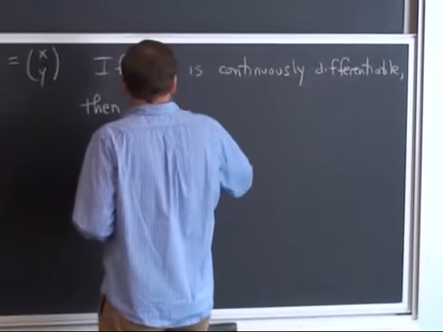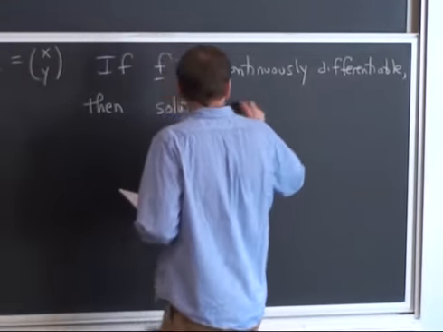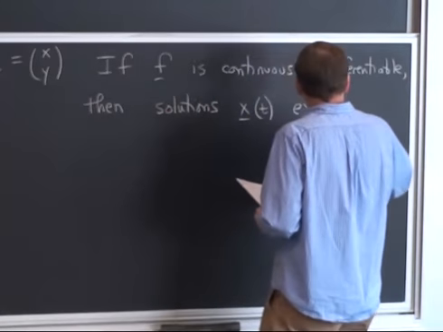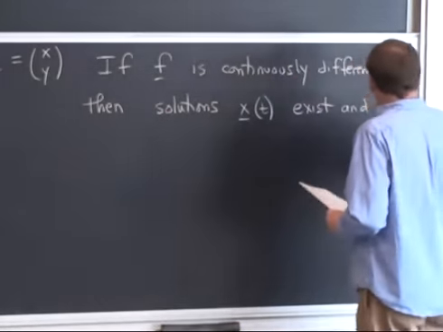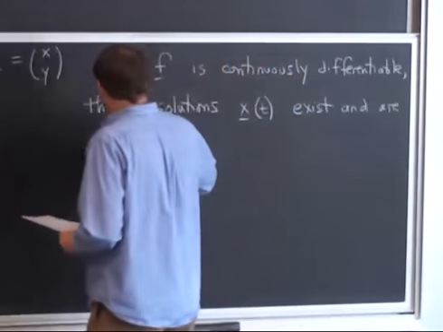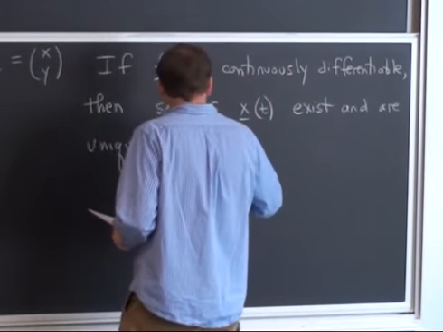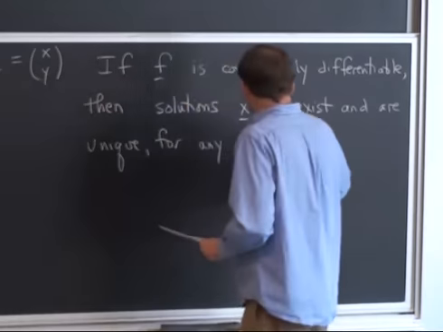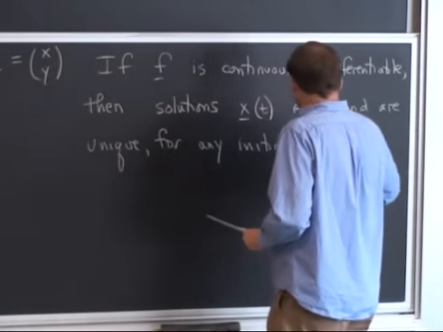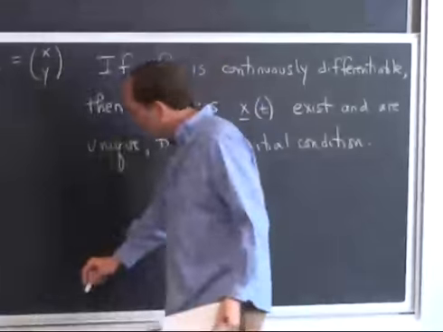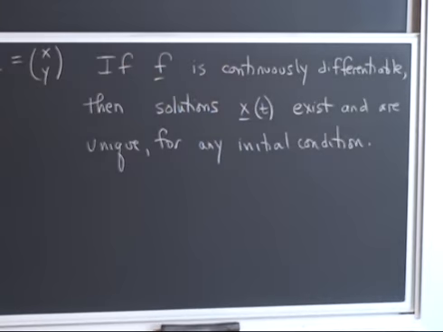If we have a continuously differentiable vector field, that's smooth enough to ensure that solutions x of t exist and are unique for any initial condition. So unless we have anything else to say about this, we'll just be assuming that we don't have to worry about existence and uniqueness. That'll just come automatically.